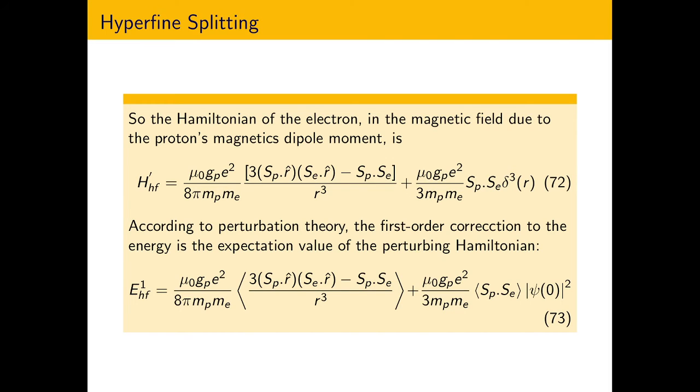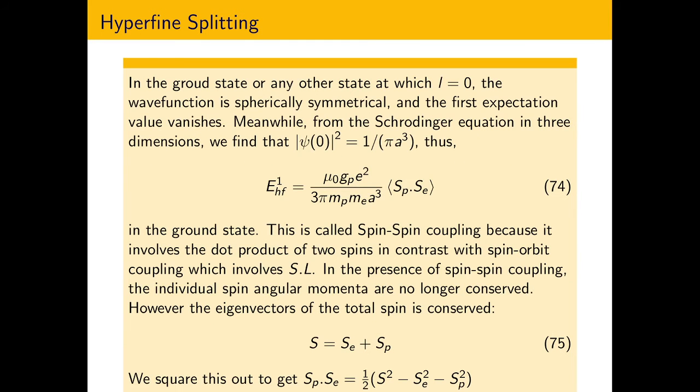And what happens after this? In the ground state, or any state in which L is equal to 0, the wave function is spherically symmetric, so the first expectation value vanishes. That is only if you're considering the ground state, or any other state that's spherically symmetrical. Meanwhile, from the Schrodinger equation in 3 dimensions, you find that the stationary state is given by 1 by pi a cubed, so you can just substitute that.